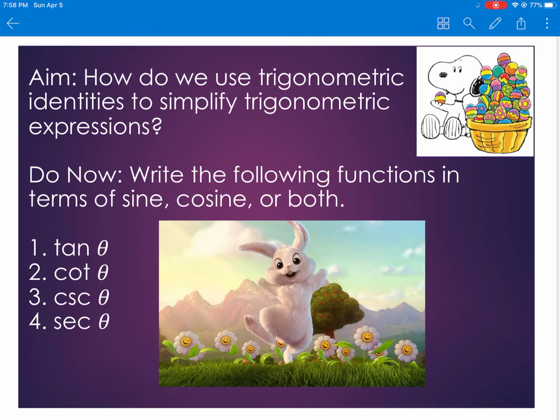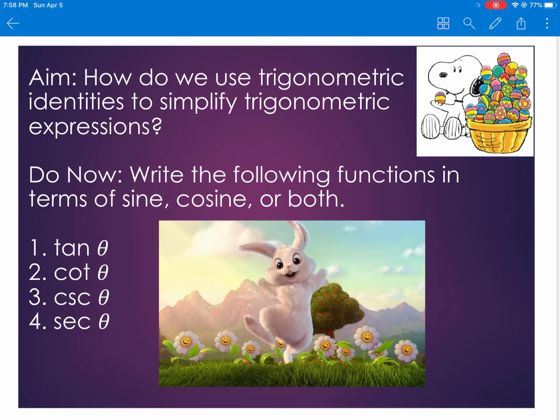Hi everybody, today we're going to learn how to use trigonometric identities to simplify trig expressions. You are probably going to find this a lot easier than the previous lesson, or at least I hope you do, although the previous lesson wasn't that difficult. Okay, so let's take a look at the do now.